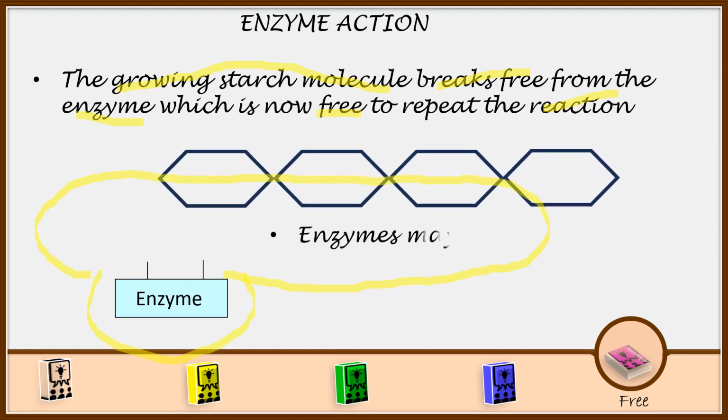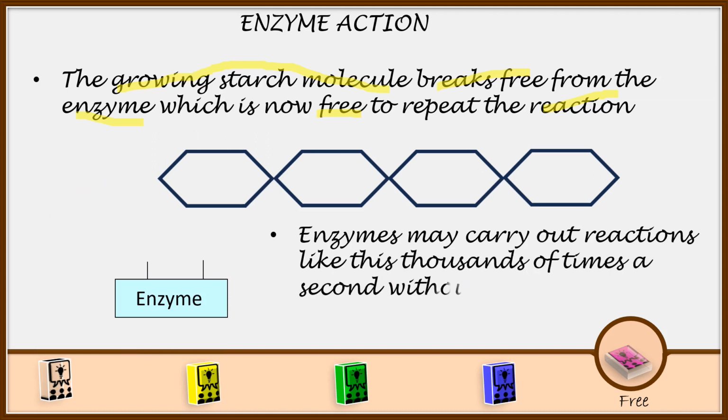Now you can see our starch molecule has moved away from the enzyme, and the enzyme may carry out reactions like this one 1,000 times in a second without being used up itself. So it has worked on this molecule here, and it has increased the length of the molecule. Now this molecule will go away, and the enzyme can repeat the same reaction and produce more molecules.